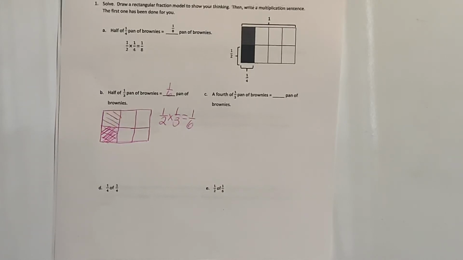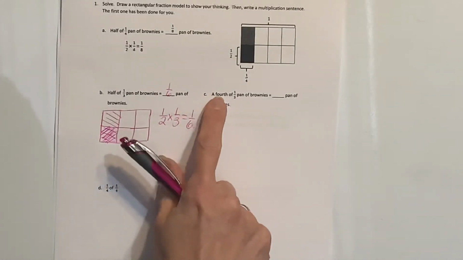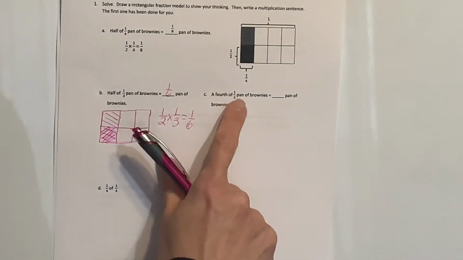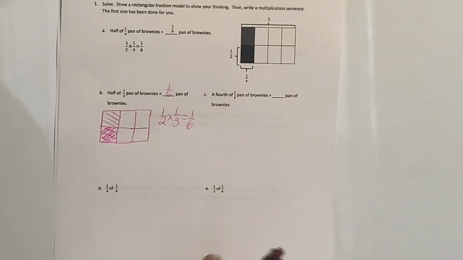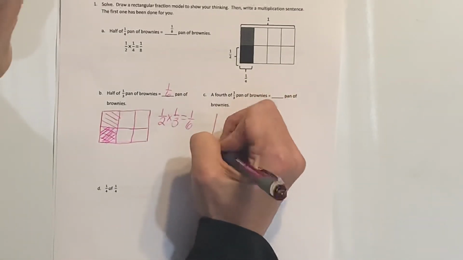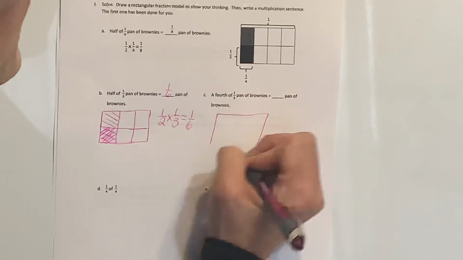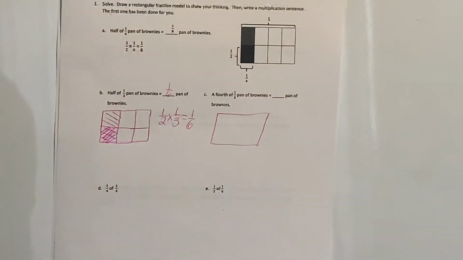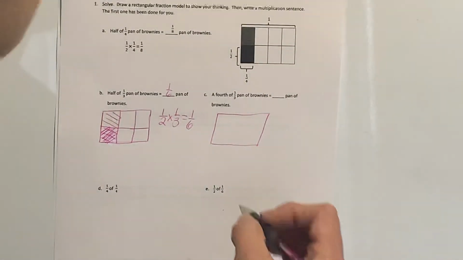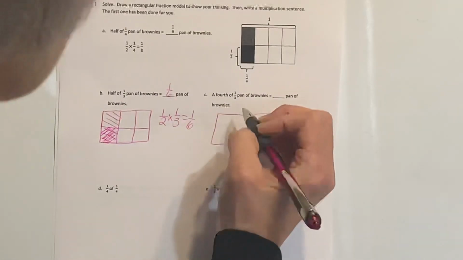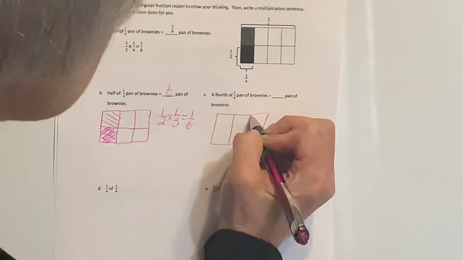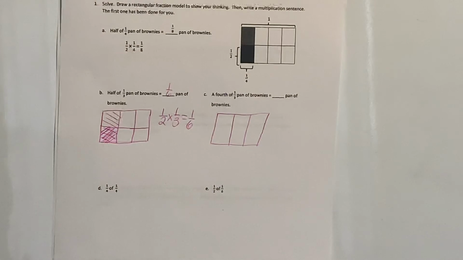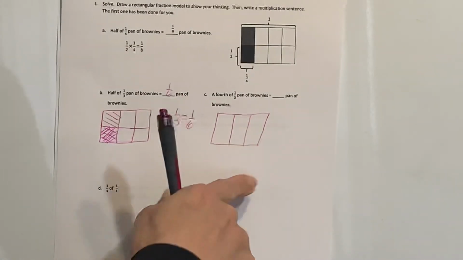All right, so the next one, 1/4 of 1/3 pan of brownies. Okay, so we've got our thirds again. Boy, I'm drawing terrific parallelograms. All right, so I've got thirds. I've split them in thirds.